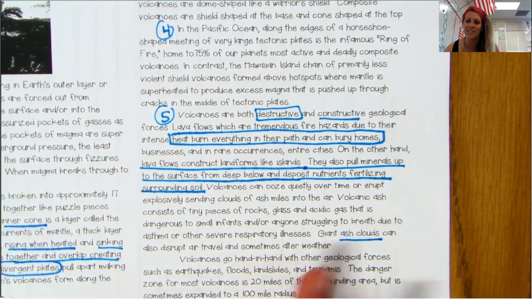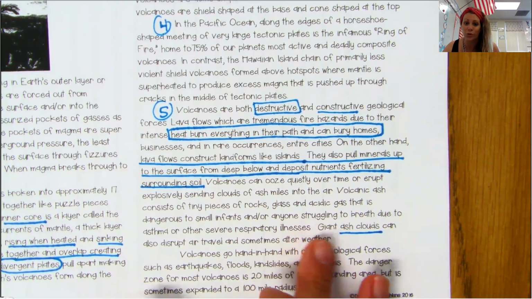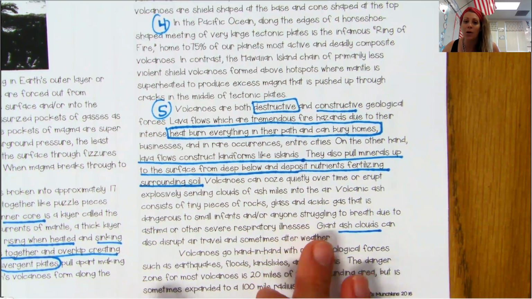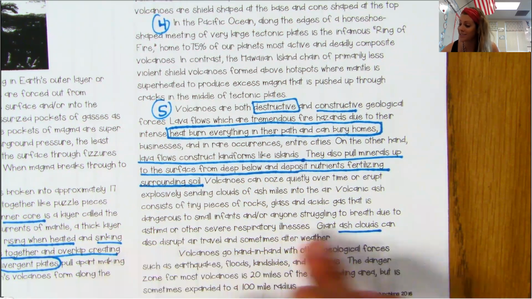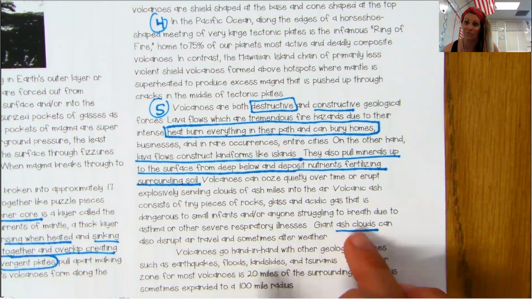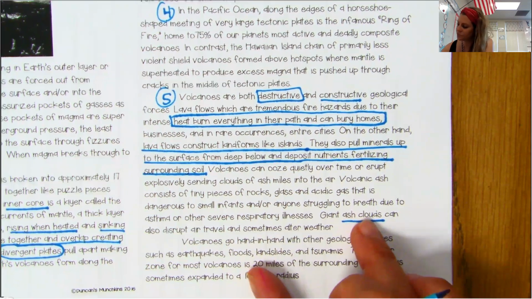I have a connection to this. Mr. Garrett, a few years ago, went to Costa Rica to go surfing, and I remember him calling me and saying that they might not be able to fly out of the airport because of a volcano. But thankfully it didn't erupt, so they were able to leave.